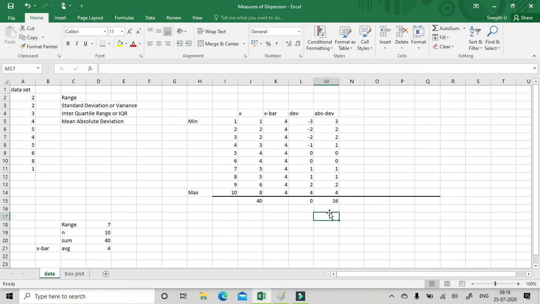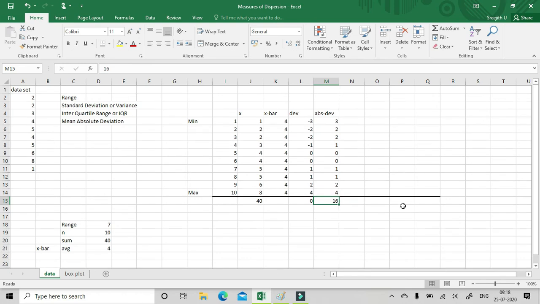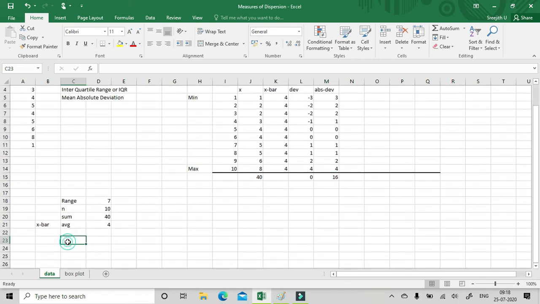Okay, so now we have taken the absolute deviation and we have to find the average of that. There are 10 observations, so your mean absolute deviation, MAD, is going to be 16 divided by 10, which is 1.6.